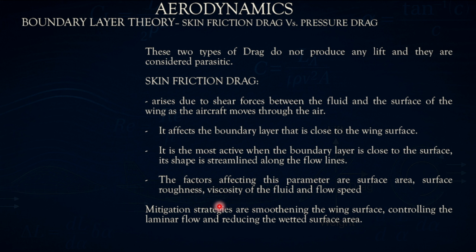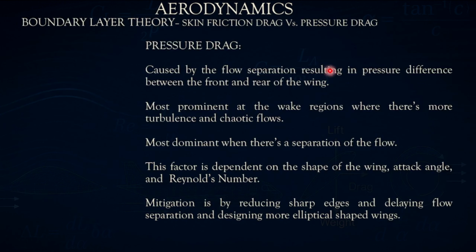Mitigation strategies for that type of drag would be smoothing the wing surface, controlling the laminar flow, and reducing the wetted surface area. So you have the smoothing of the wing upper skin, controlling the laminar flow, and reducing the wetted surface area. The other type of drag is pressure drag.